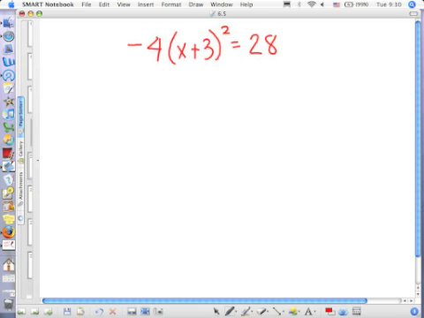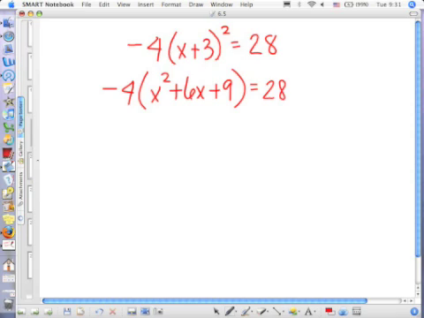Negative 4 times x plus 3 squared equals 28. What does the order of operations say to do first? Please excuse exponents. We need to figure out what is x plus 3 squared. And please don't say x plus 9. Very good.